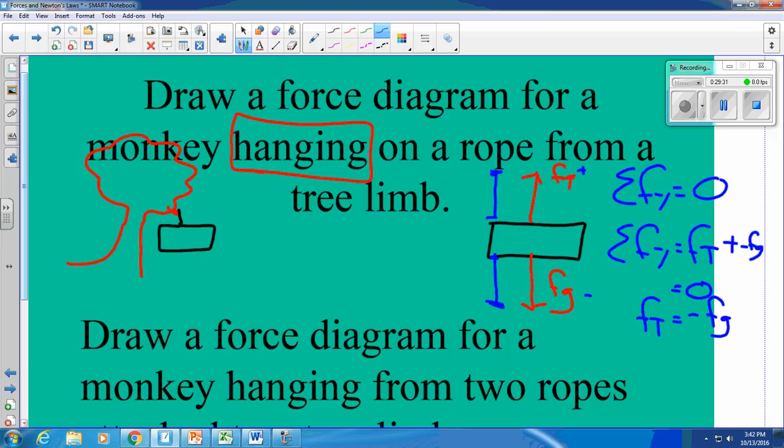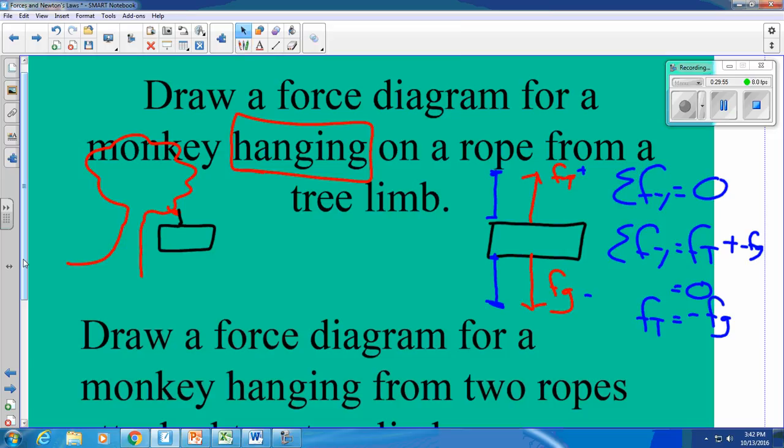Are they? Yeah. Why? Because he's not falling to the earth. He's not climbing up into the air. They're equal and opposite in this case. There's nothing else affecting it. It's not swinging side to side, so there's no friction. It's not touching another object, so there's no normal force. It's just the tension in the string and gravity.